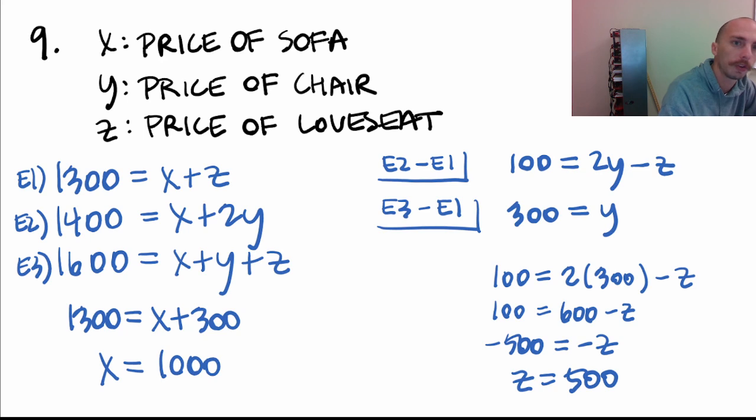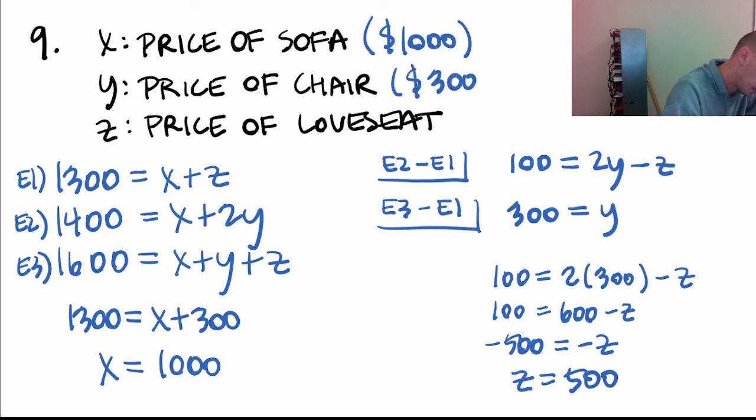Okay, so the price of sofa is going to be $1,000. The price of chair is going to be $300. It's kind of a lot. And the price of love seat is going to be $500.